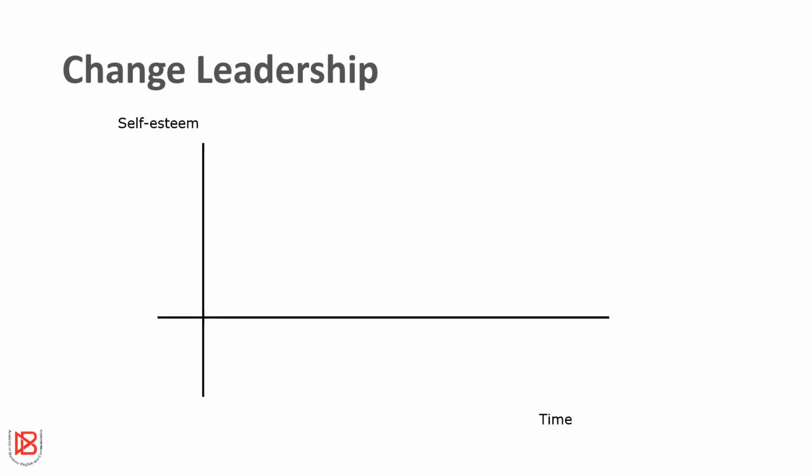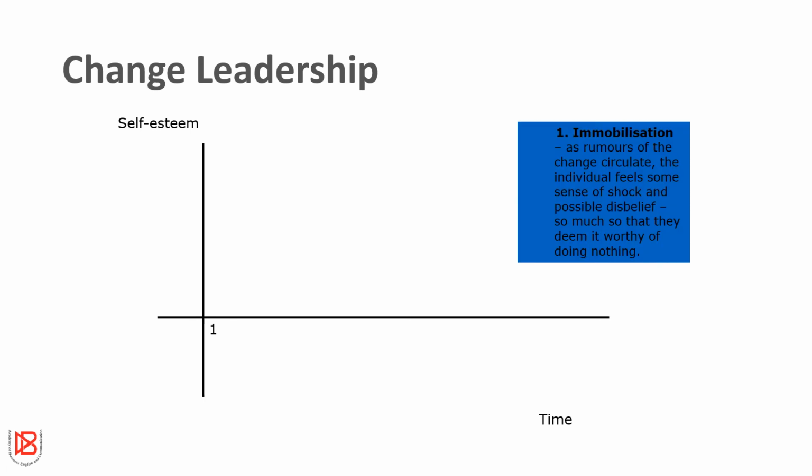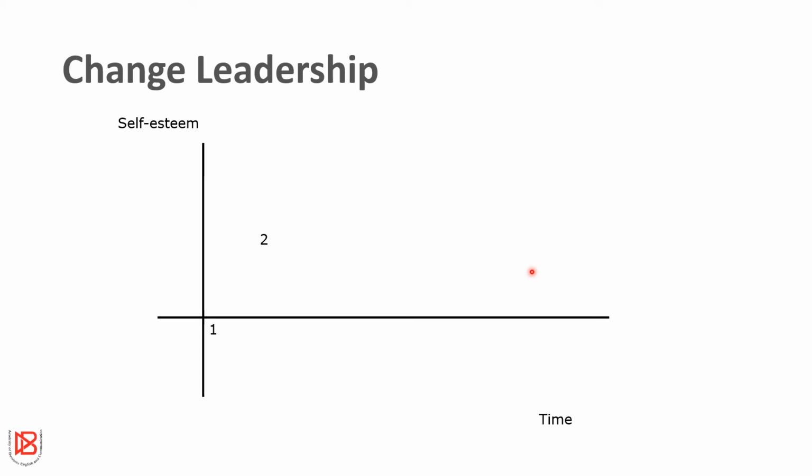Let me plot time on the x-axis and self-esteem on the y-axis, and we will tell you about various kinds of leaders that come around it. The first thing is immobilization. As rumors of change circulate, the individual feels a sense of shock and possible disbelief so much that they deem it worthy of doing nothing at all. So this is the place where it is absolutely immobile, absolutely no self-esteem, no time.